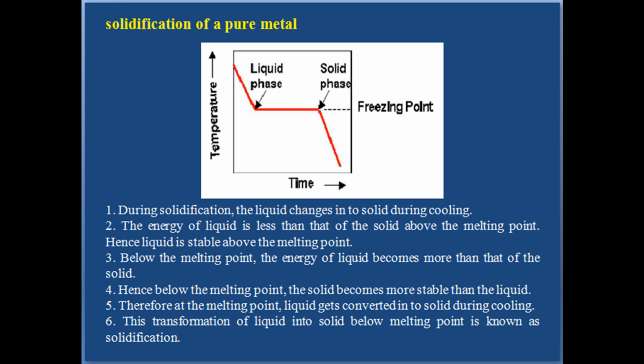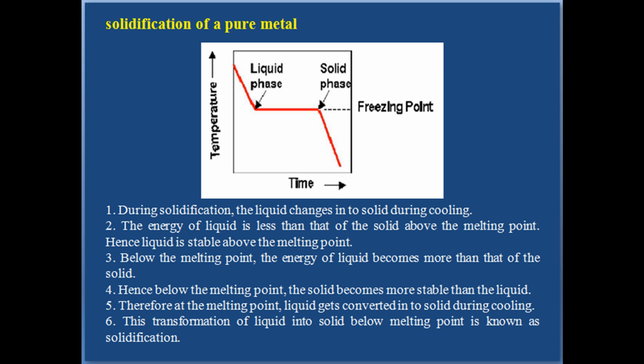Now we are going to discuss the solidification of pure metal. The first point is that during solidification, the liquid changes into solid during cooling. Second, the energy of liquid is less than that of solid above the melting point. Hence, liquid is stable above the melting point. Third, below the melting point, the energy of liquid becomes more than that of the solid. Fourth, hence, below the melting point, the solid becomes more stable than the liquid.